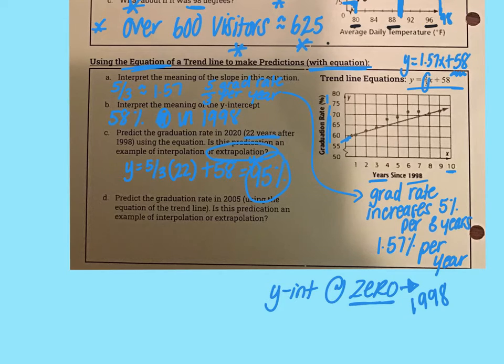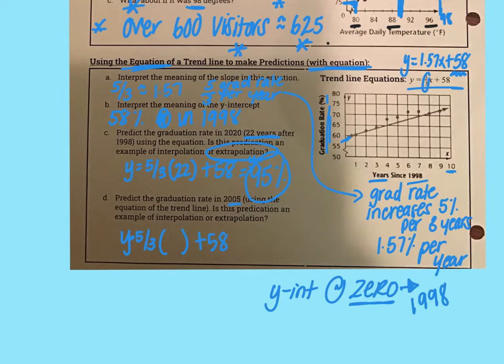Going on to D. D says, predict the graduation rate in 2005 using the trend line. Is this prediction an example of an interpolation or extrapolation? Using the equation of the trend line, sorry. So 2005 is the year that we're looking at. In 2005, we have to figure out how many years that is since 1998 because that's what our graph is talking about. So again, we're going to use our equation. We have to plug a number in for x and then add 58.